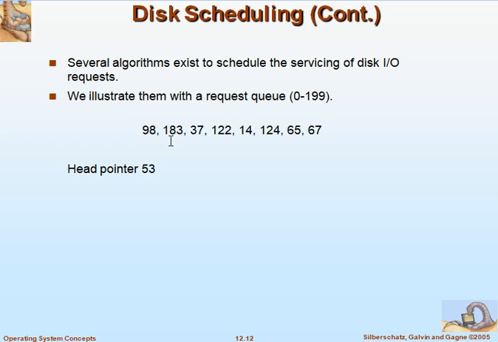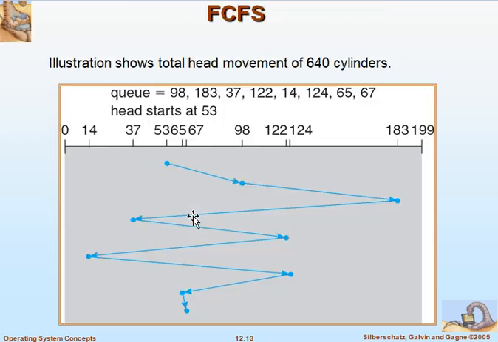This is the request queue for the cylinders 98, 183, 37, 122, 14, 124, 65, 67. So this is the request queue having requests for these cylinders, and currently the head is pointing to cylinder 53. With this information, we will try to understand the different algorithms.